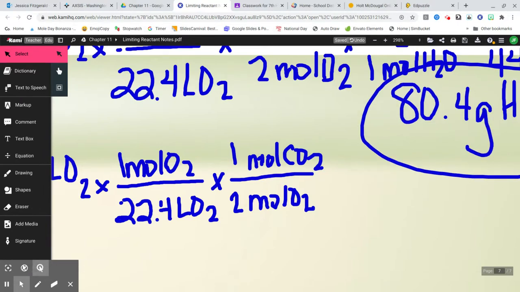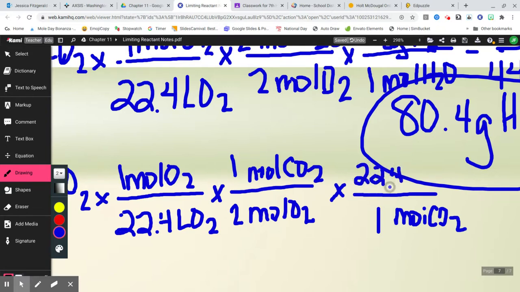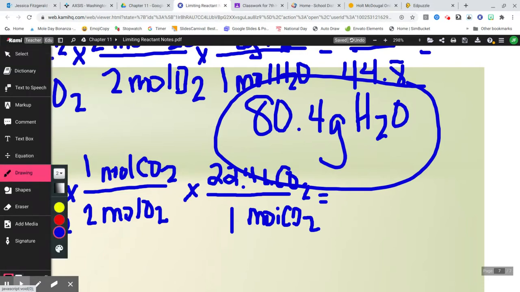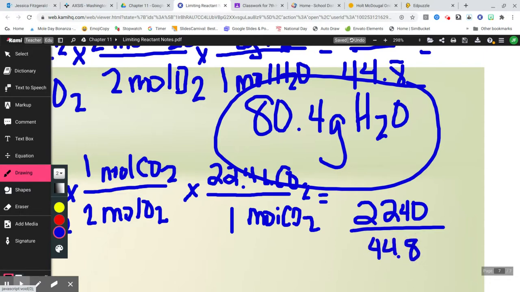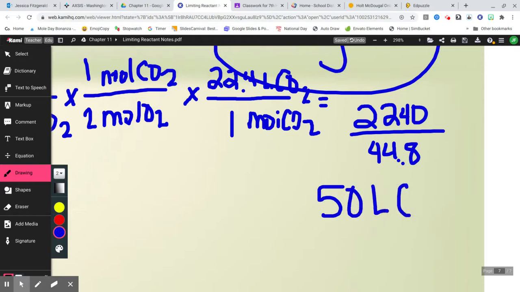Okay. So now we're going to go from moles of CO2, and this is going to be a 1 here, to our volume, which is 22.4 liters of CO2. Multiply everything on top, multiply everything on bottom, so you end up with 2,240 divided by 44.8, and you're going to end up with 50 liters of CO2.